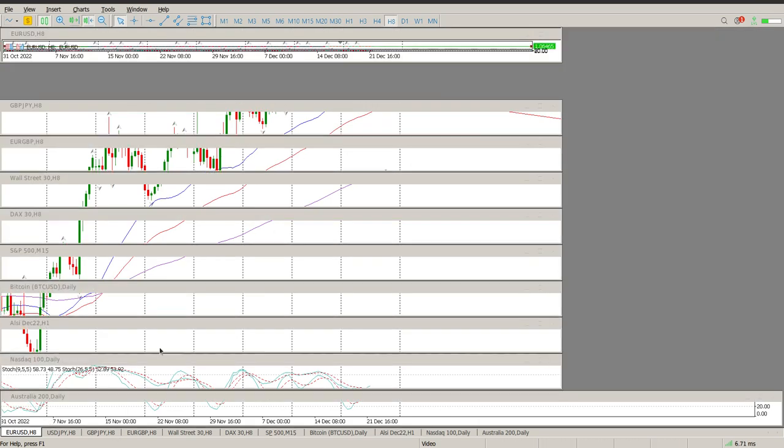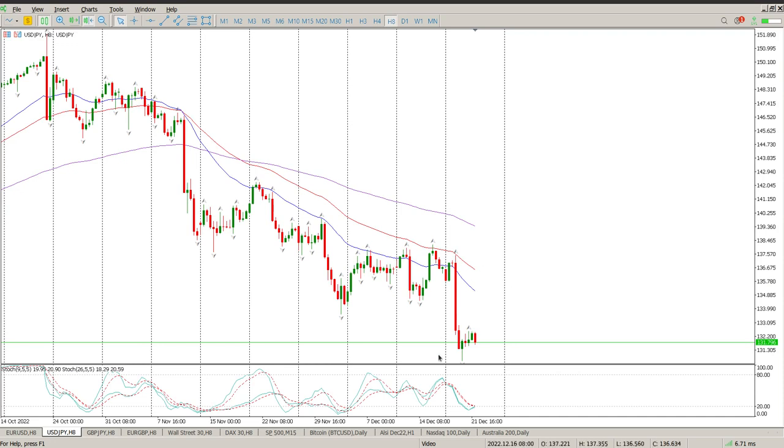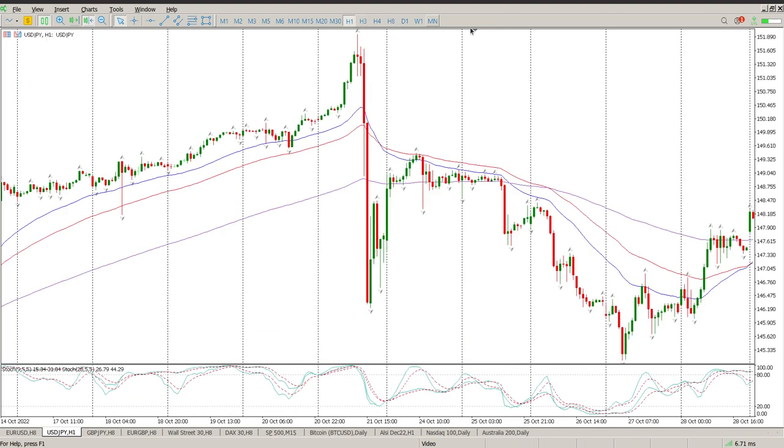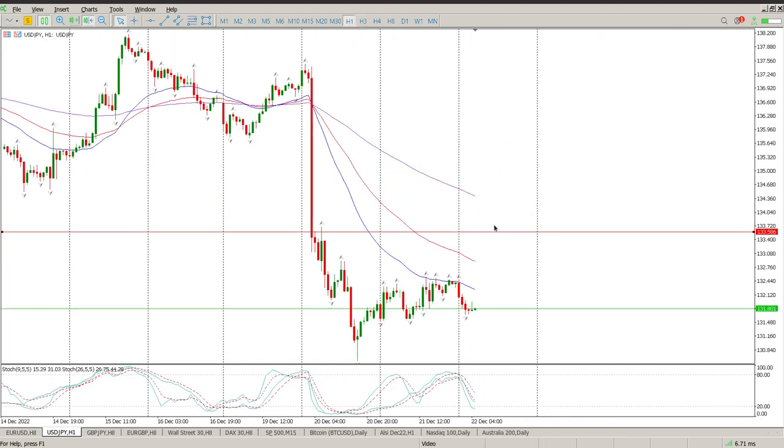Moving across to US dollar Japanese yen, looks like a bit of a flag forming here. We had this massive move early in the week, and then we've gone sideways. We basically been looking for a level to be tagged, and that would have been the ideal level there. And that would have been 133.586. But what we're seeing at the moment is also sideways.